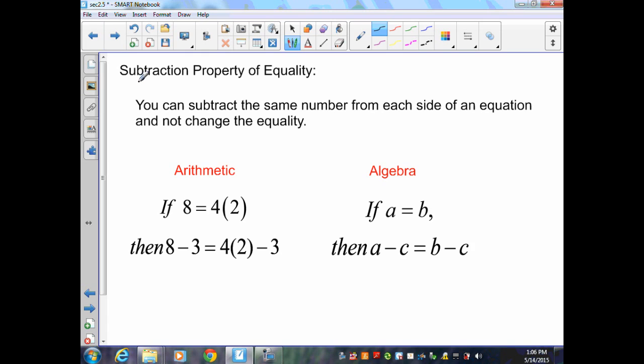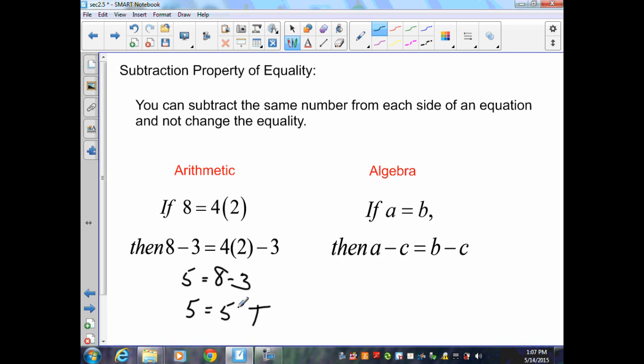For the subtraction property of equality, you can subtract the same number from each side of the equation and not change the equality. Here's the arithmetic version. Again, I have 8 equals 4 times 2, which essentially is 8 equals 8, which is true. If I subtract 3 from both sides, 8 minus 3 is 5, equals 4 times 2, which is 8, minus 3, and I get 5 equals 5. Again, a true statement, a true equation.